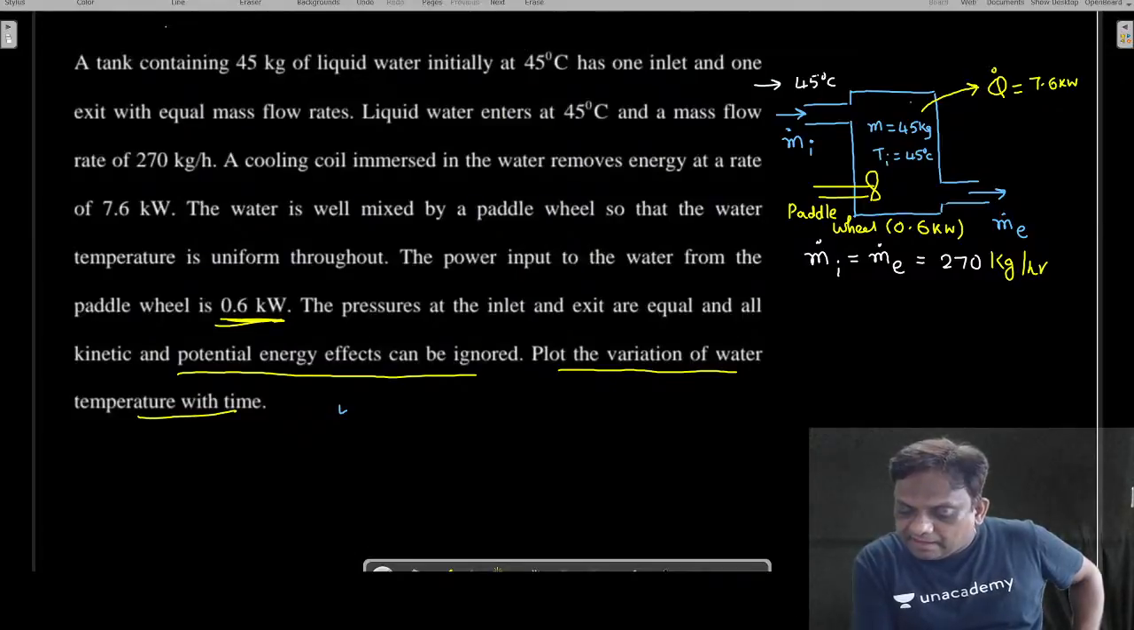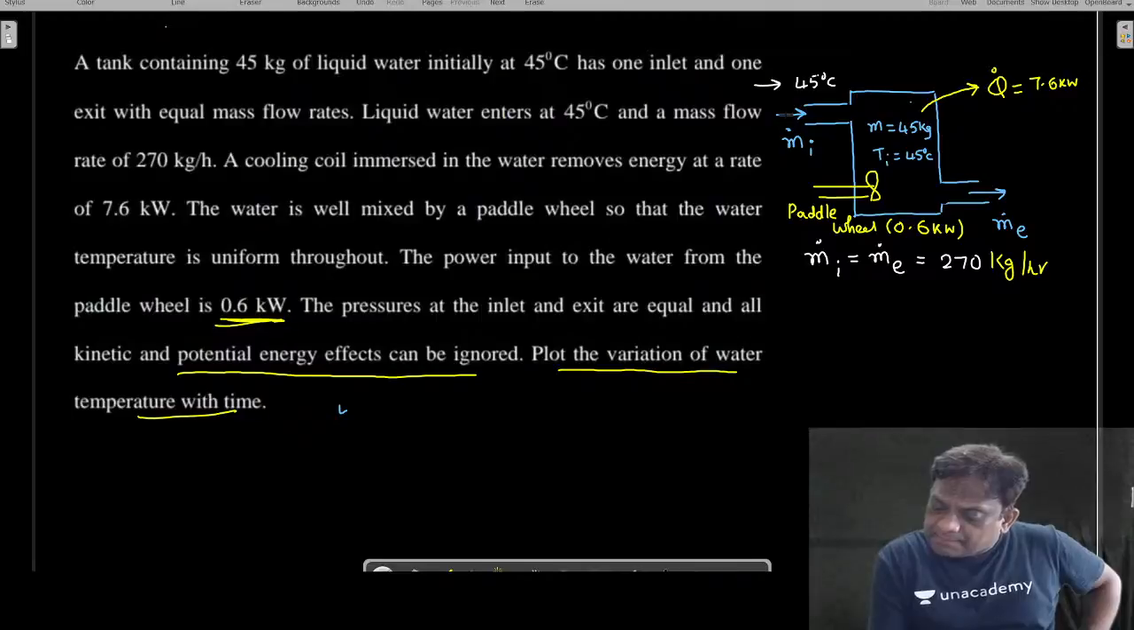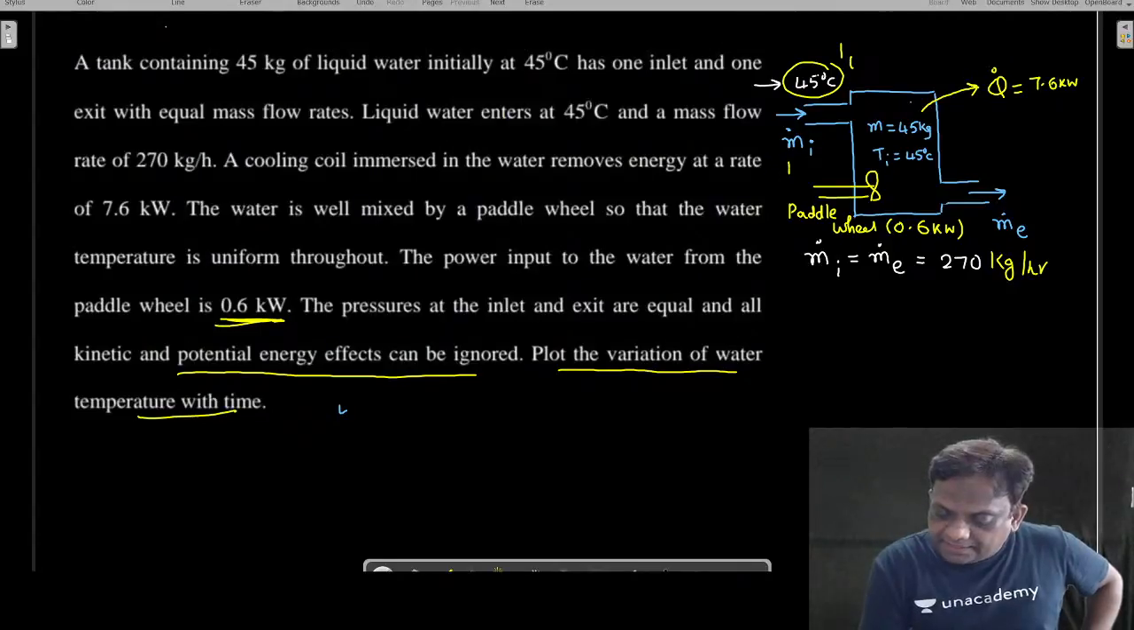Water is entering at 45 degrees centigrade and water is leaving. I don't know what the temperature is. Why don't I know this temperature? Because the water entering is given as 45, so I will write T inlet as 45 degrees centigrade.